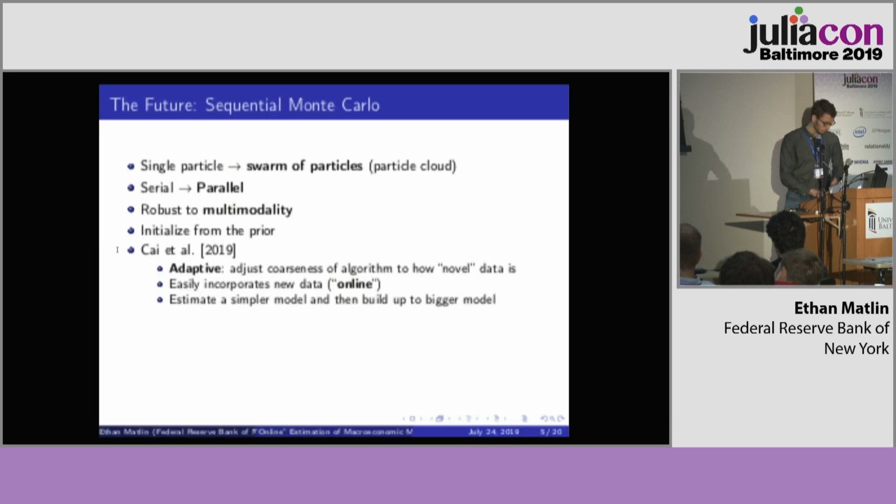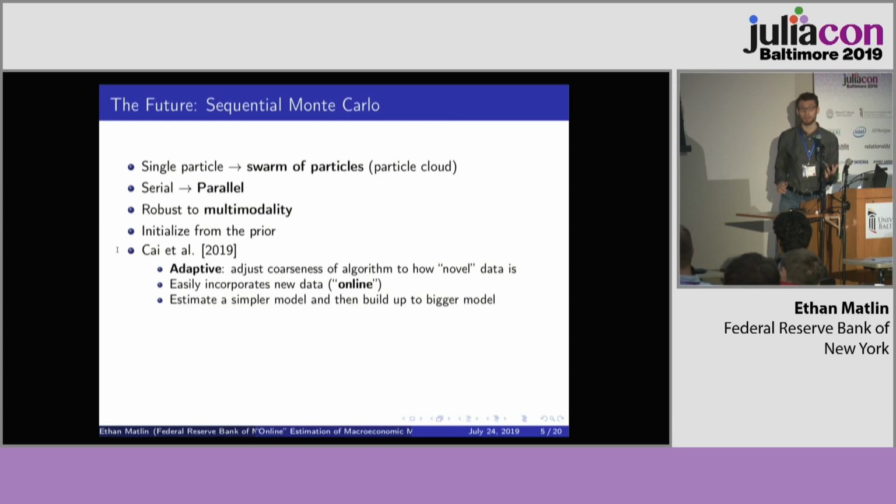So what we're now doing is sequential Monte Carlo. And this overcomes a lot of the shortcomings of Metropolis Hastings. Instead of a single particle, you have a whole swarm. This means that it's harder to get stuck in a local mode, but also it's easily parallelizable because the particles can all mutate independently of one another.